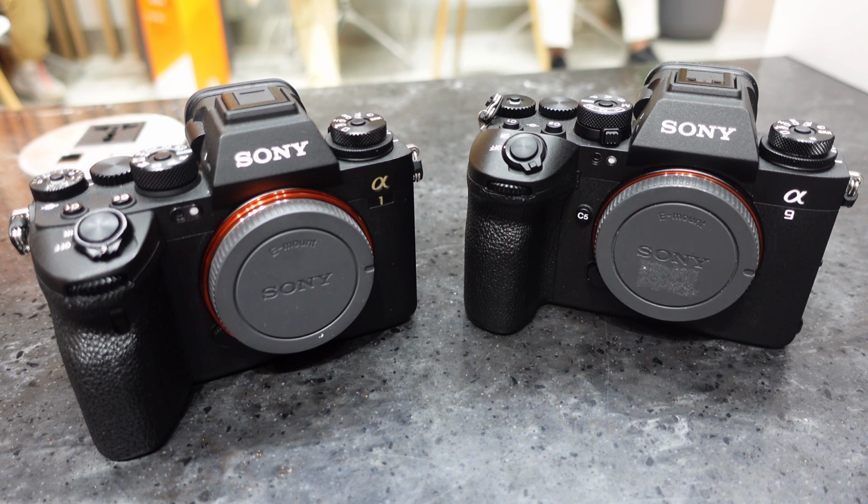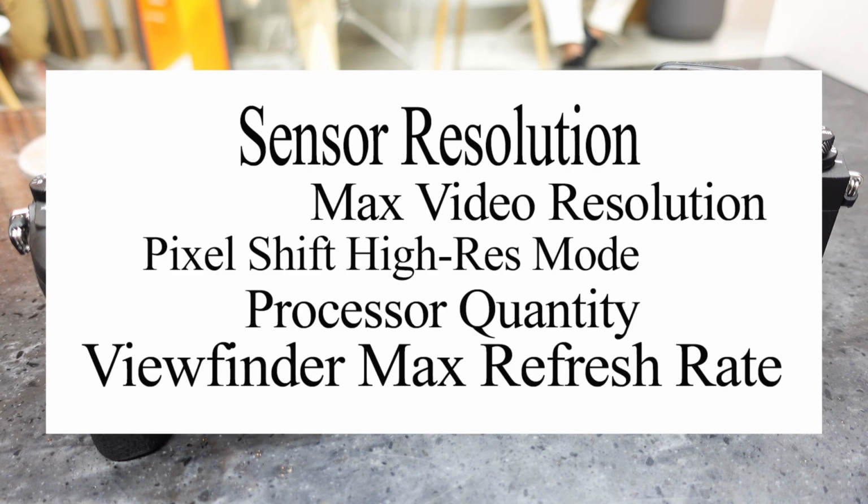So let's compare also the A1. Why choose the A1 over the Sony A9 Mark III? First, the viewfinder maximum refresh is 240 frames compared to 120 frames of the Sony A9 Mark III. The processor is dual and the A9 Mark III is single.